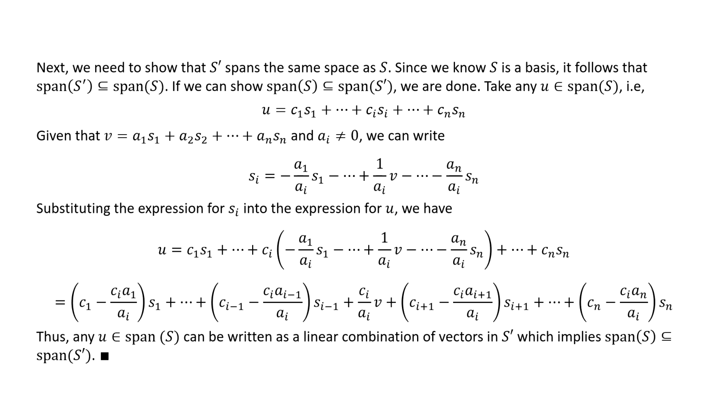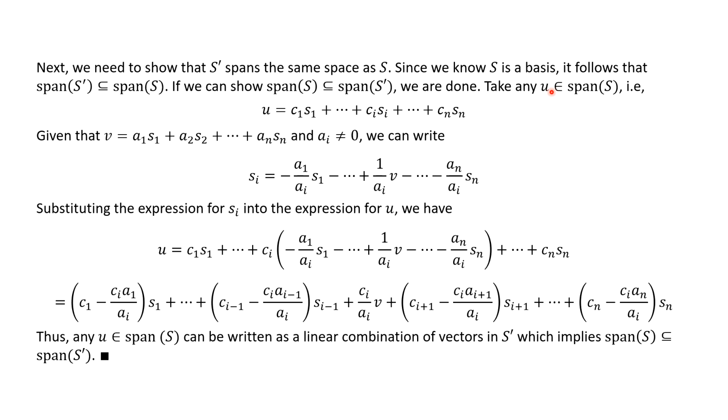To complete our proof, we need to show that S prime spans the same space as S. In other words, that it spans the vector space V. Since we know S is a basis, it follows that the span of S prime is a subset of the span of S. So we just need to show the containment in the opposite direction, that the span of S is a subset of the span of S prime.